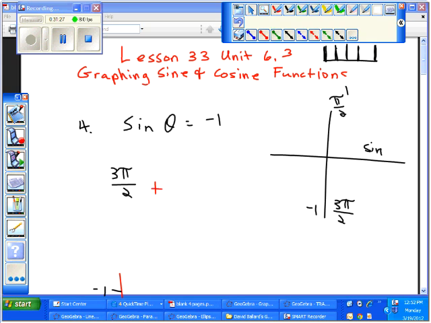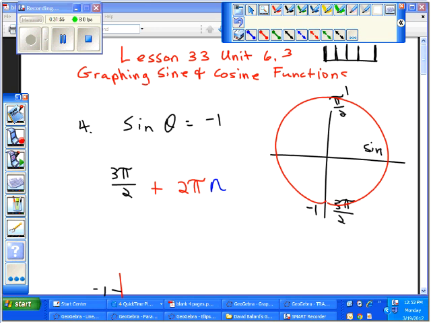But when is it going to happen again? Every time you go around again. And how many times could you go around again? An integer number of times, either forwards or backwards. So this is the set of all times that sine theta is negative 1. Okay? Any questions on that?